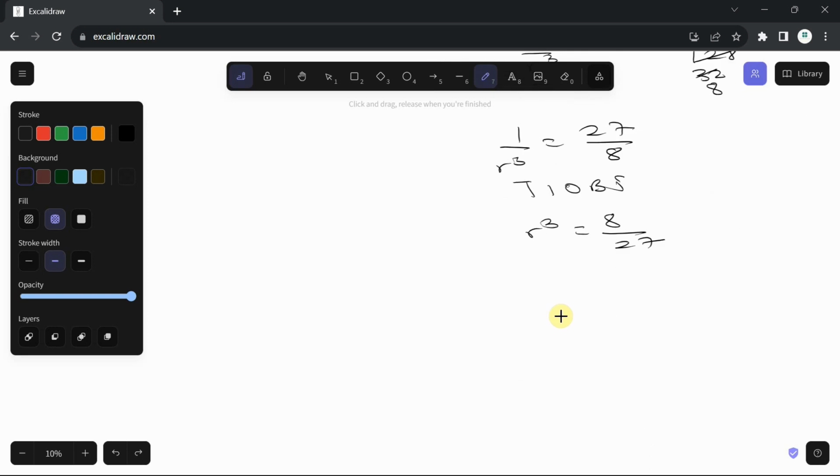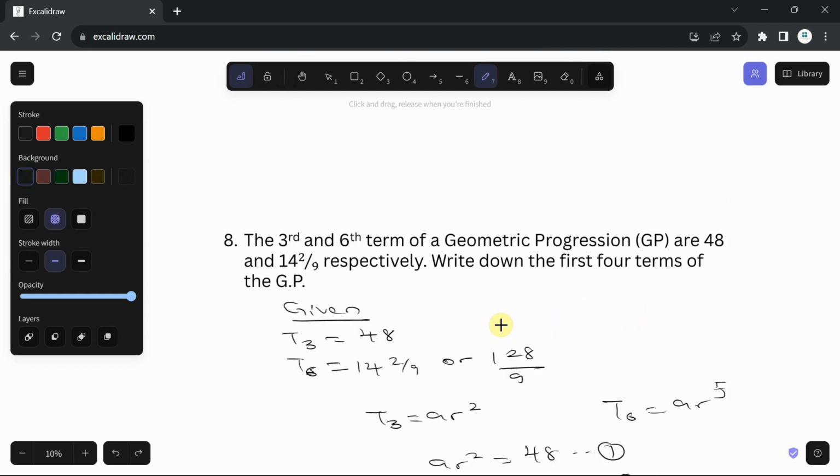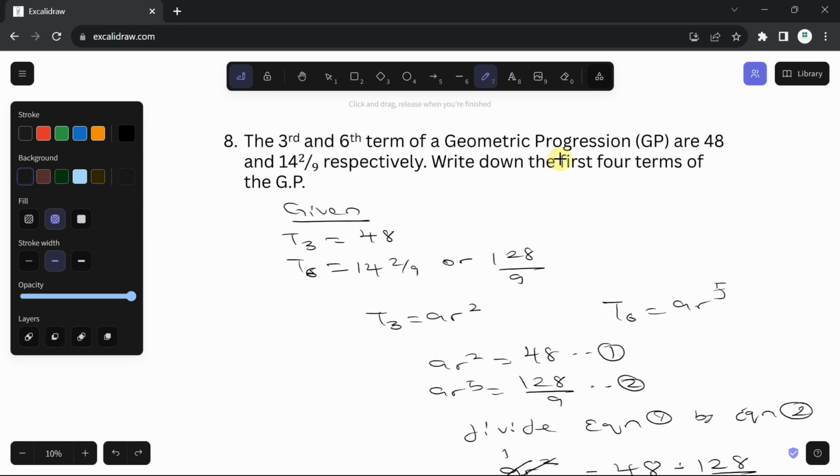So if I want to find the R, that means I need to find the cube root of both sides. So taking cube roots of both sides, that would be cube root of r cubed is equal to cube root of 8 over 27. Cube root of r cubed is r. Cube root of 8 over 27 is 2 over 3. So that means r is equal to 2 over 3. But is that what they said we should find? No, they said we should find the first 4 terms.